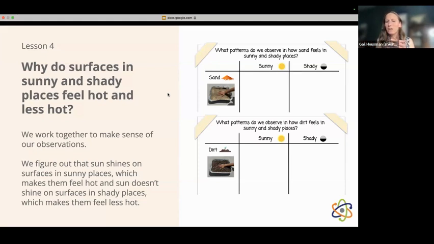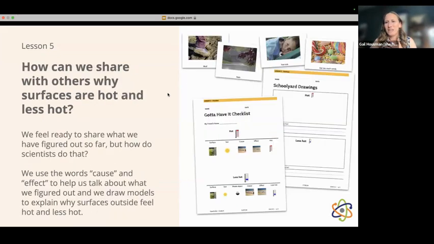So now we're like, okay, how can we think about that? Like, share that, right? We figured something out. We answered our question. What do we do next? So in lesson 5, we're like, okay, we're ready to share with the world. We answered our question. This is great.